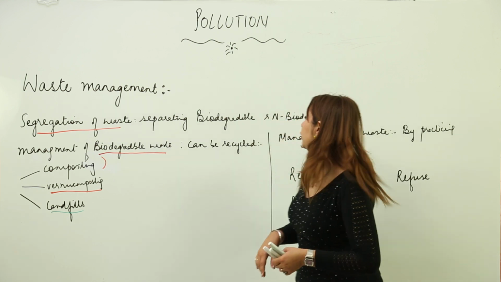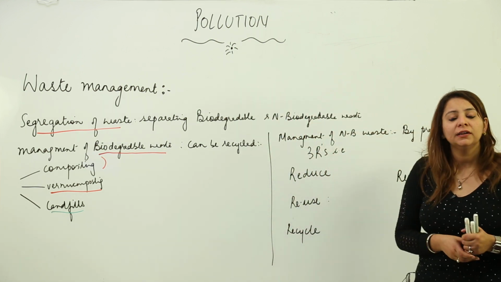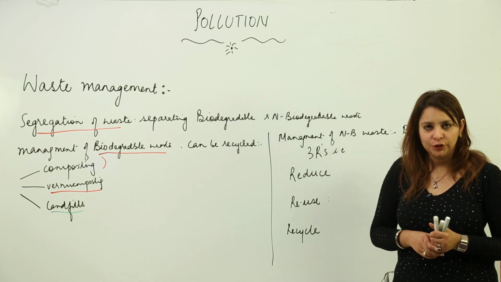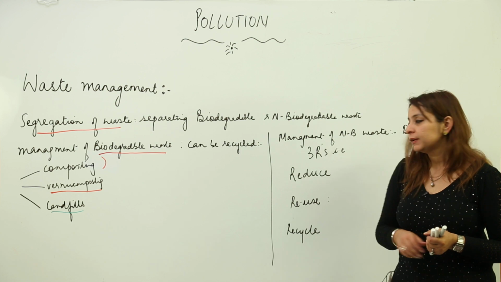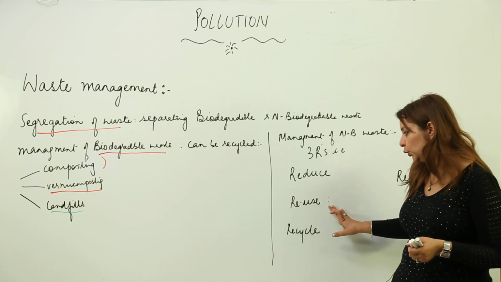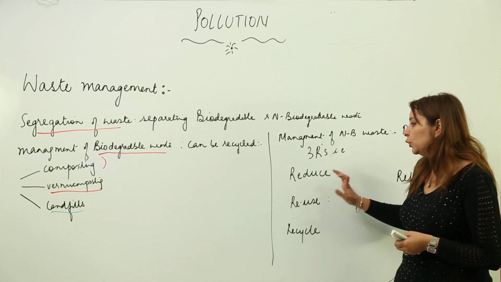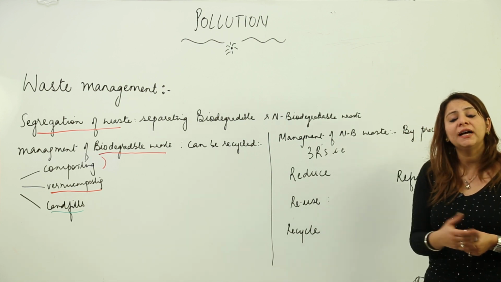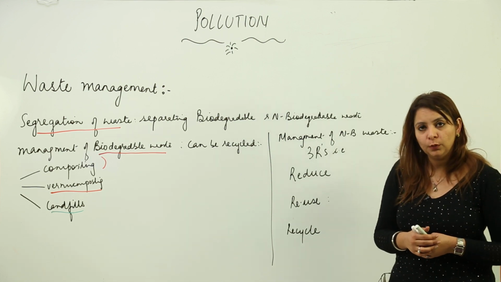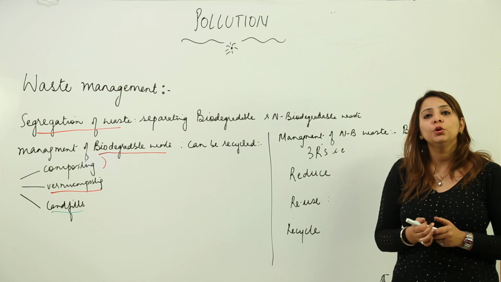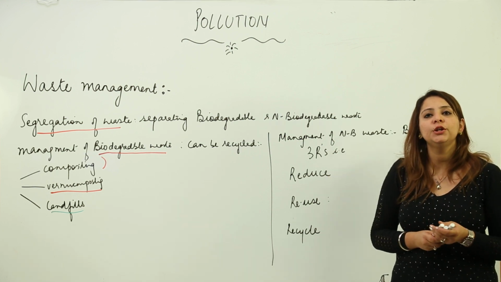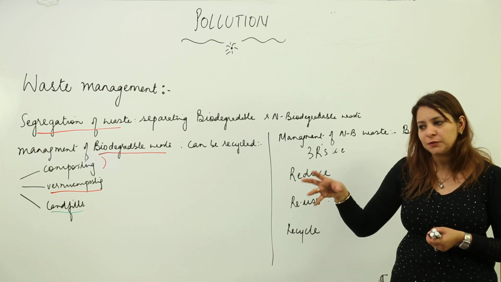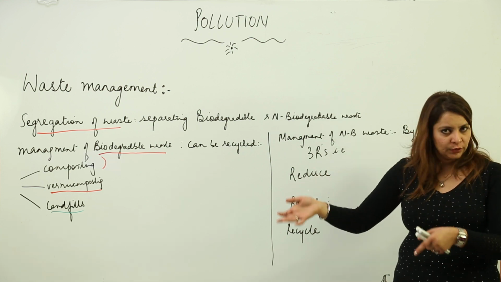Now coming to the non-biodegradable waste, how can you manage it? We can practice the 3 R's: reduce, reuse, recycle. Reduce means that whenever you know that something is non-biodegradable waste, try to use it only when it is required. Just reduce the use of non-biodegradable substances, because, for example, you encounter polythene.